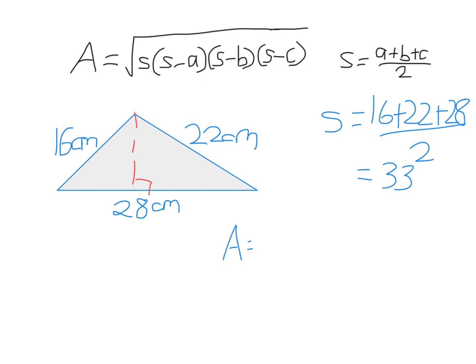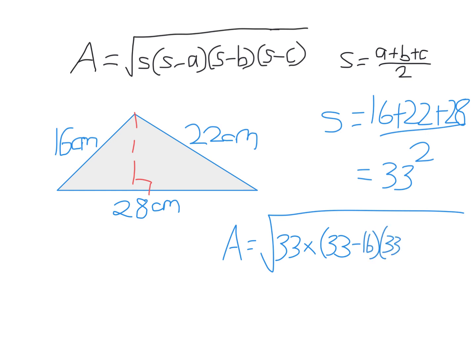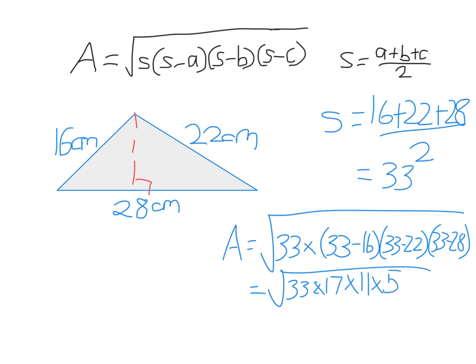So the area of this triangle will be the square root of s times s minus a. Note here it doesn't matter which sides you call a, b, and c. I'll just go a, b, and c. So 33 minus a times 33 minus b times 33 minus c. So what we can put on our calculator, it'll be the square root of 33 times 17 times 11 times 5. So putting that on our calculator, we get 175.66, and it will be centimeters squared.